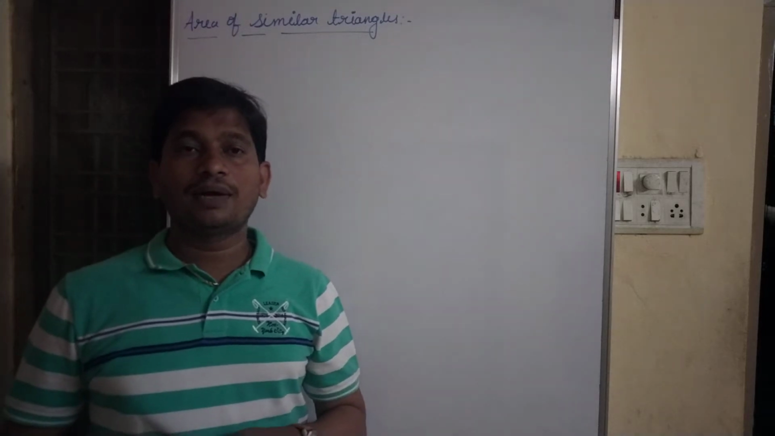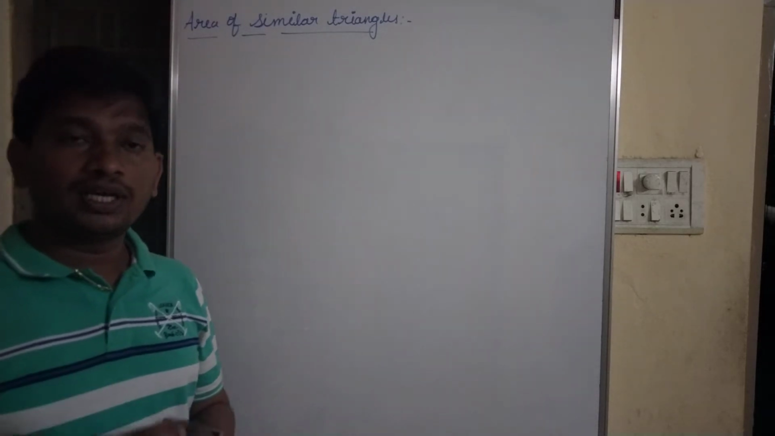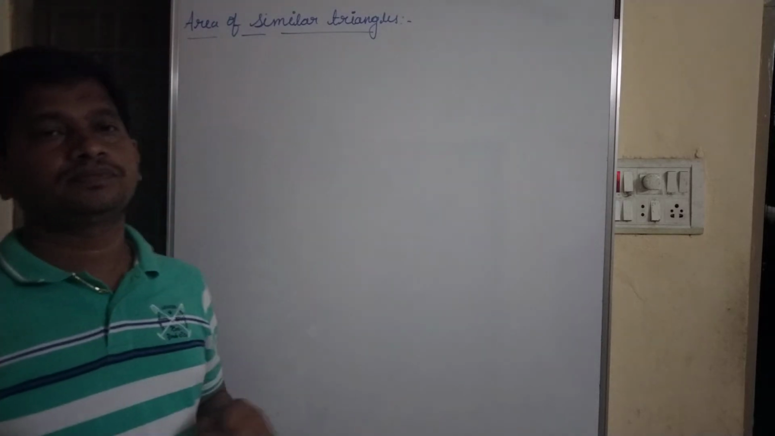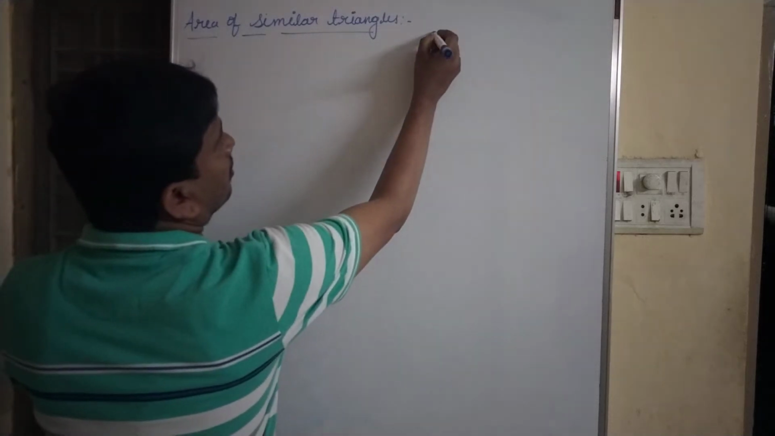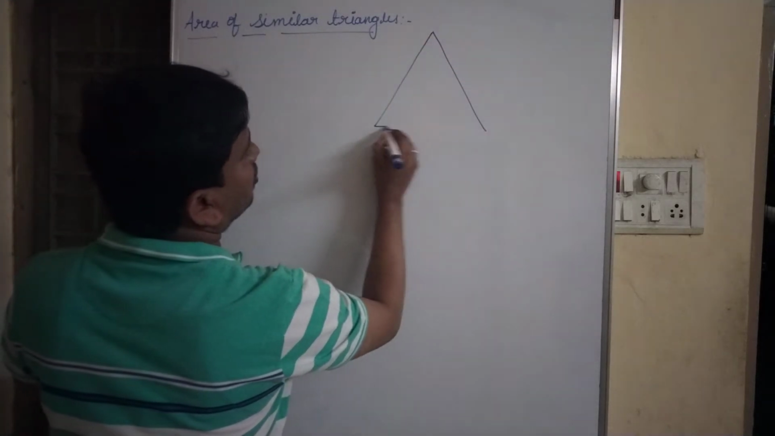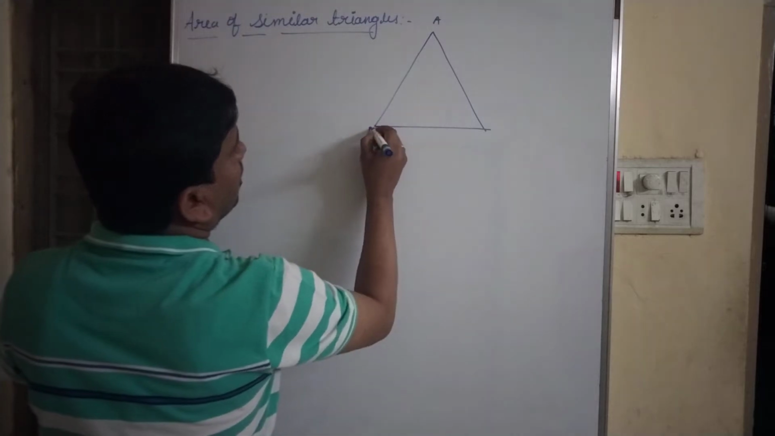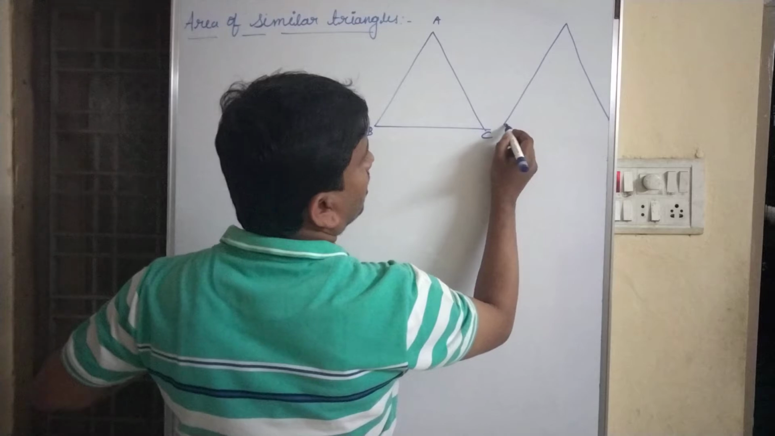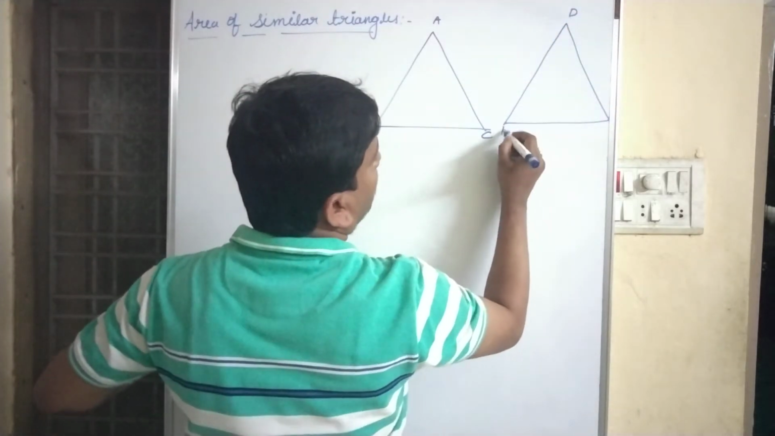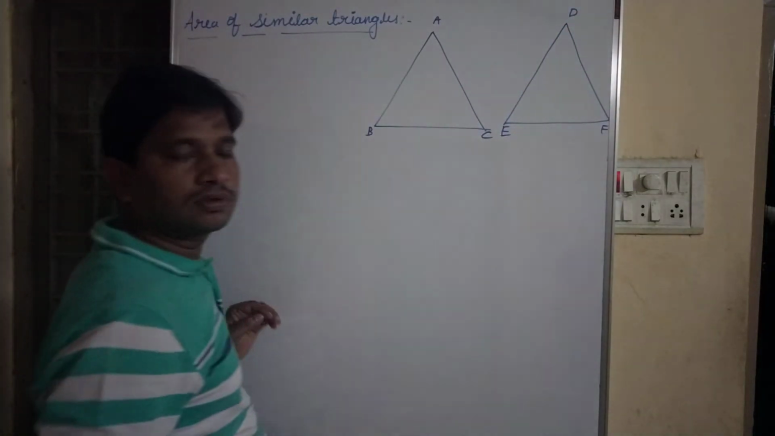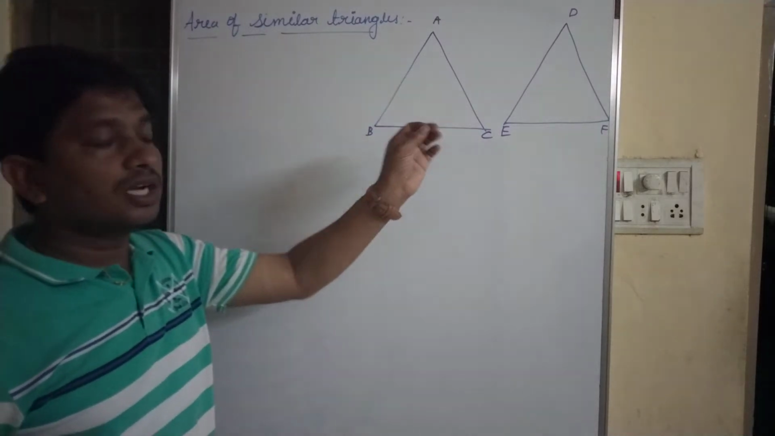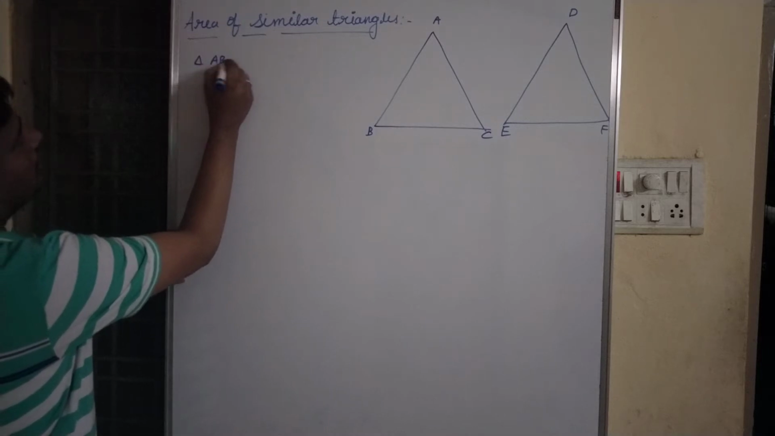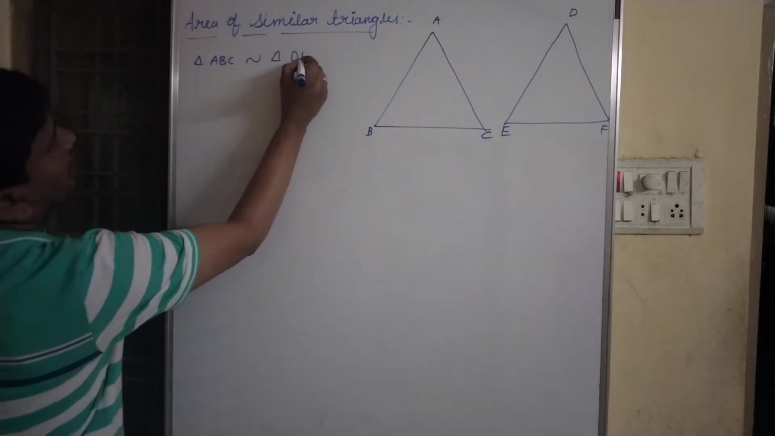Myself Naveen. I am the mathematics mentor, and today let us study about area of similar triangles. Suppose let us consider two triangles, triangle ABC and triangle DEF. Let us consider they are similar triangles. I mean, triangle ABC is similar to triangle DEF.